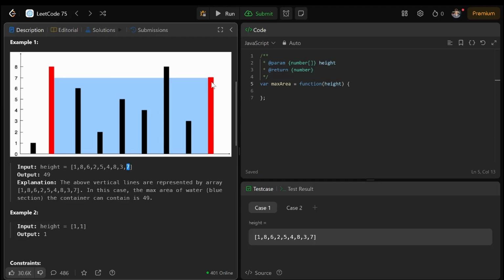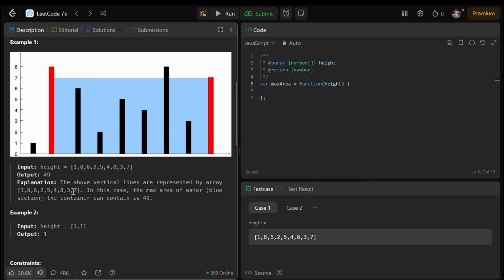So notice between the two red lines, we are only concerned with the smaller of the two. Because if you tried to fill this up with water up to the 8 number, it would spill over the smaller one. So we can only say our height is as tall as the smaller of the two walls containing our water.